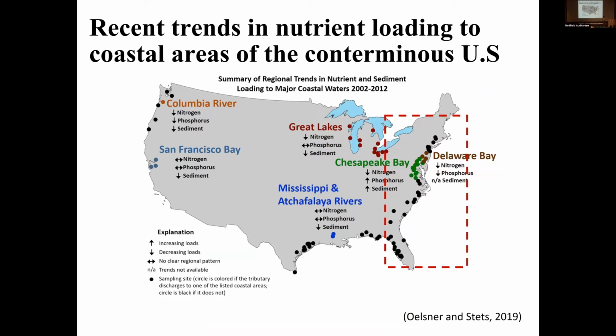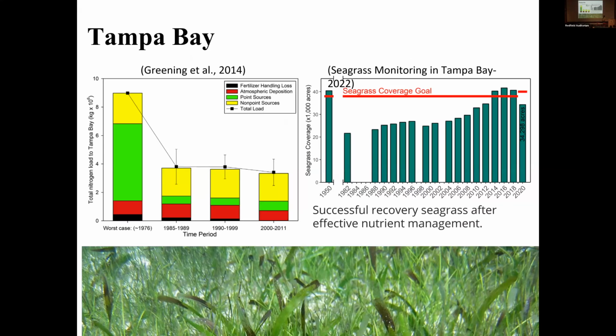And now this is a wonderful review. Please read this paper if you are interested in nutrient loading. They summarize all the nutrient trends in North America. You can see nutrient loading in the Columbia River declined, and also declined in the Great Lakes, Delaware, and Chesapeake Bay. And so again, I want to bring some good news.